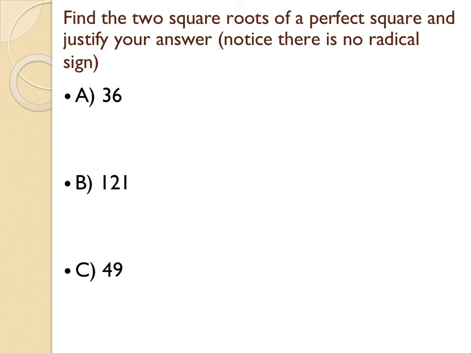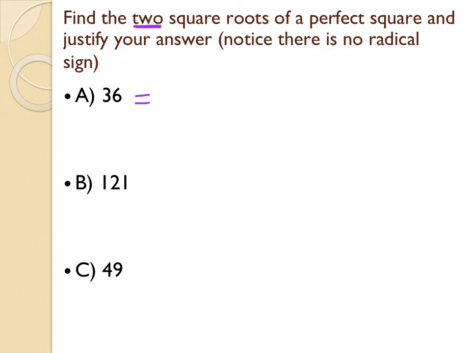On this slide, you do not have the problems written, so you would need to write the problems for A, B, and C. Find the two square roots of the perfect square and justify your answers. There is no radical sign here. When I mean two square roots, I'm looking for the positive and the negative, because I know a positive times a positive equals a positive, but also a negative times a negative equals a positive number. So I'm looking at A at 36, and I want to think in my head, what number can I multiply by itself that will equal 36?